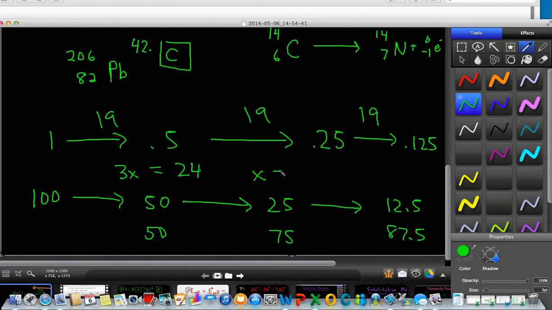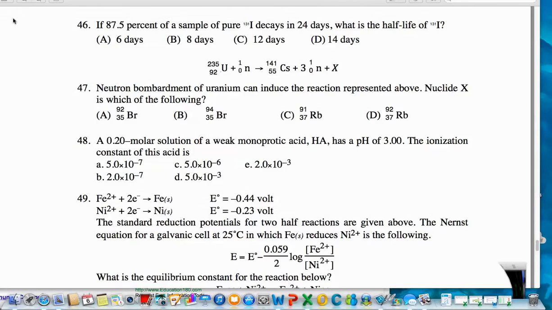Half-life of iodine-131 is 8 days. Very well-known result because we use iodine to detect thyroid pathology, either tumors or hyper or hypothyroidism. So for number 46, the best answer is B, 8 days.